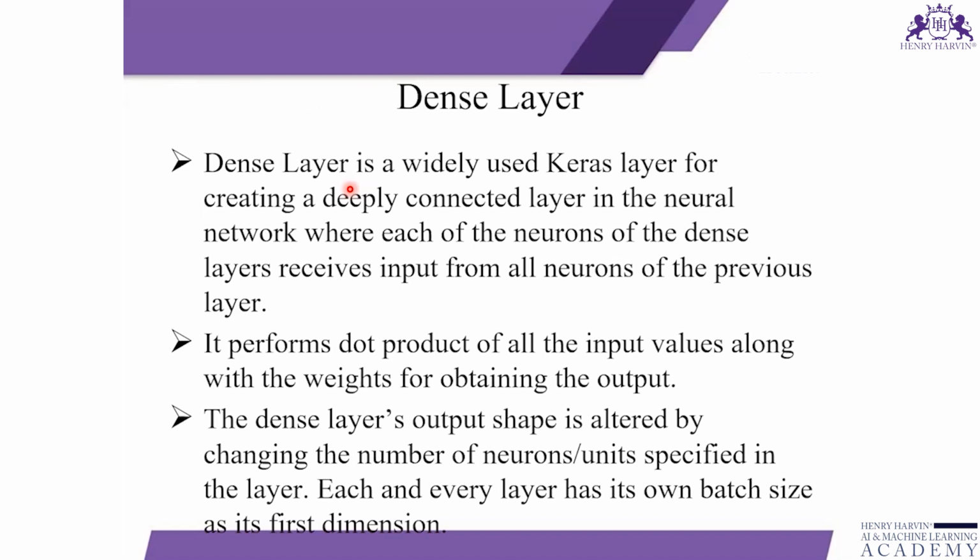The dense layer is a widely used Keras layer for creating a deeply connected layer in the neural network, where each of the neurons of the dense layer receives input from all neurons of the previous layer. It performs the dot product of all the input values along with the weights for obtaining the output. The dense layer's output shape is altered by changing the number of neurons or units specified in the layer. So each and every layer has its batch size as its first dimension.